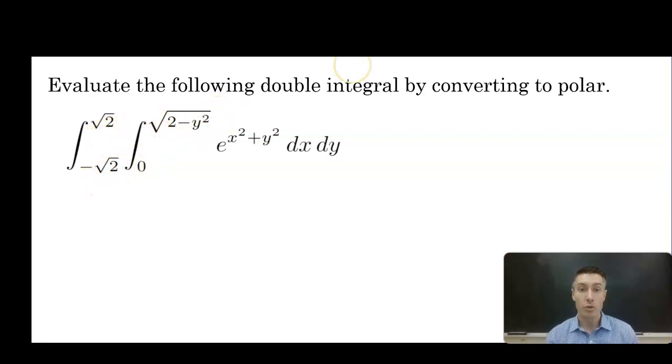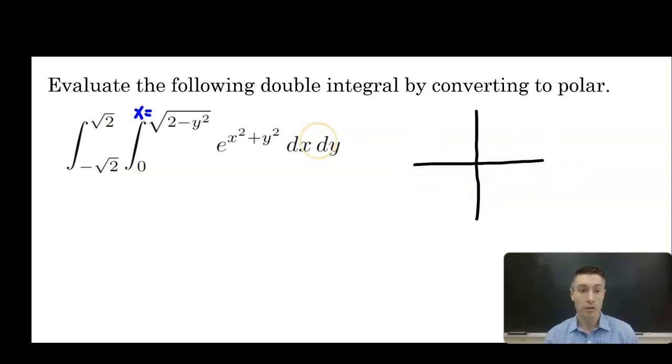For me, there are two things that stand out that would indicate converting to polar would make a lot of sense. First, this upper bound is x equals the square root of 2 minus y squared, which is the graph of a semicircle. In this case, it's the graph of the right side of the circle of radius rad 2. The other part is in the function, we do have an x squared plus y squared, which will convert nicely to polar as well. Let's focus on taking the region out and drawing it.